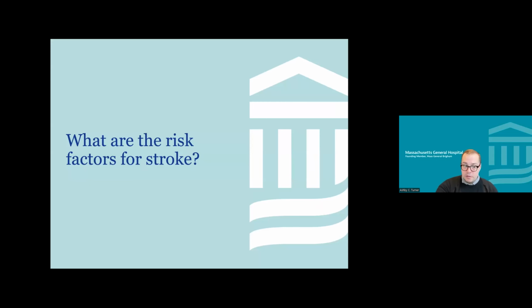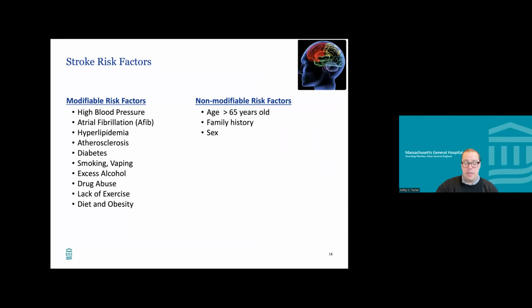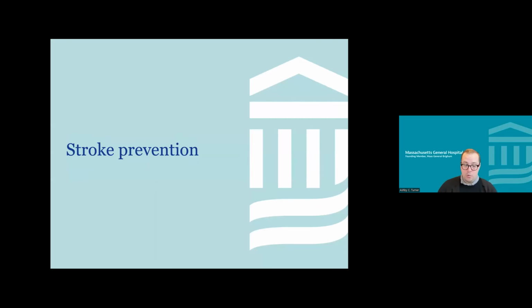So what are the risk factors of stroke? Again, we started by saying that roughly 80% of strokes were preventable. So we think about risk factors in two categories. There's the modifiable, and then there's non-modifiable. So the things that we can control, and then the things that we cannot control.